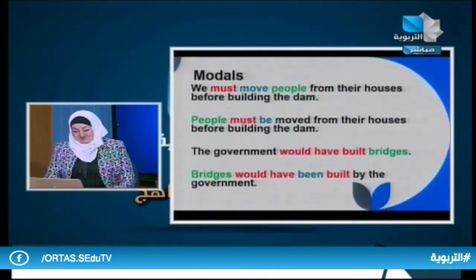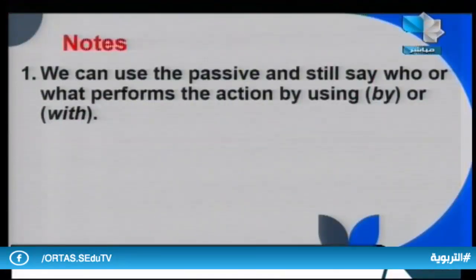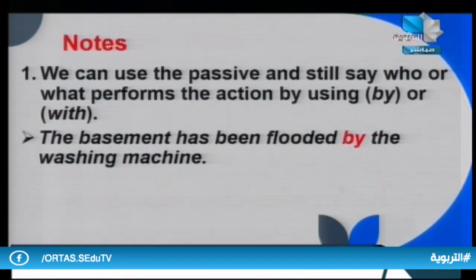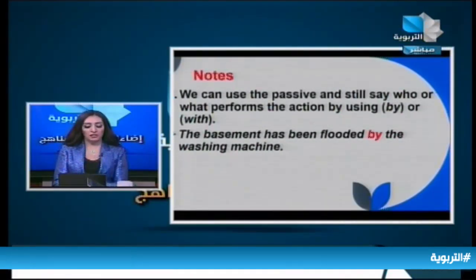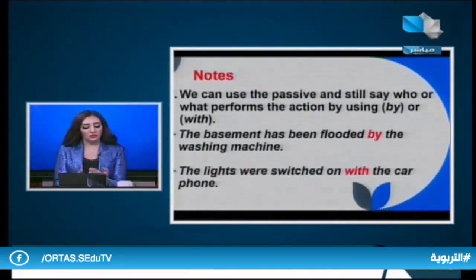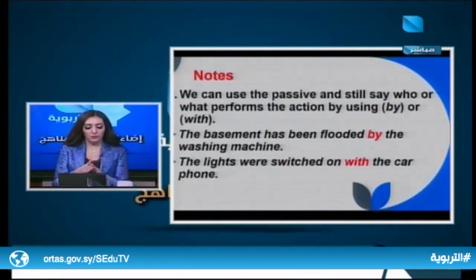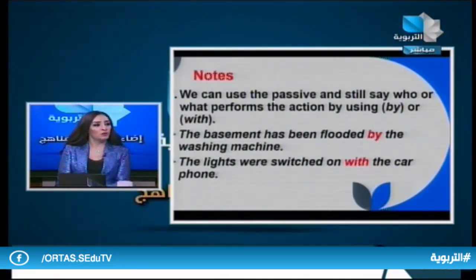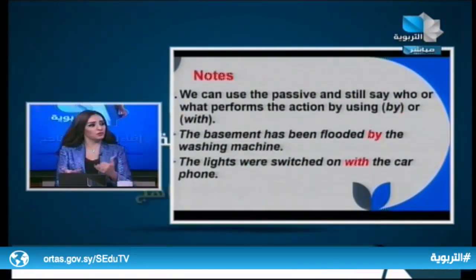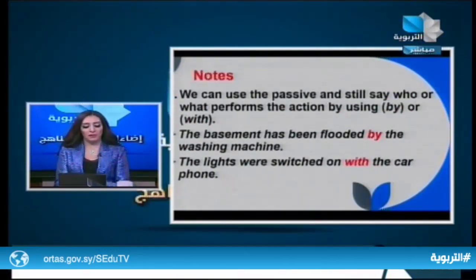Now we have some notes about the passive. Number 1, we can use the passive and still say who or what performs the action by using by or with. So if we've got this example, the basement has been flooded by the washing machine. Here we used the word by. And another example with the word with: the lights were switched on with the car phone. Here we've got the word by or with, no difference between them.